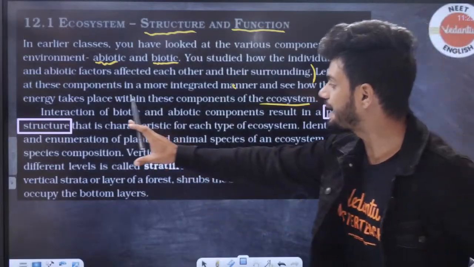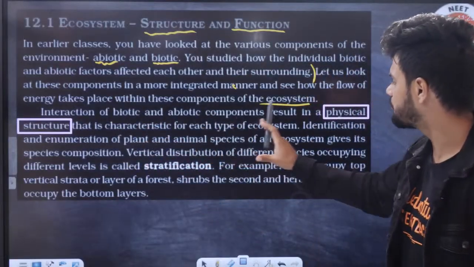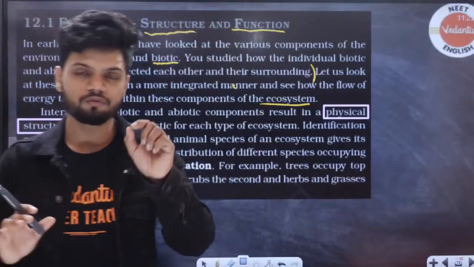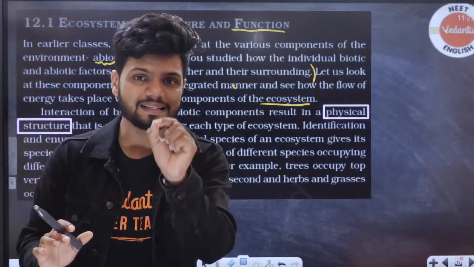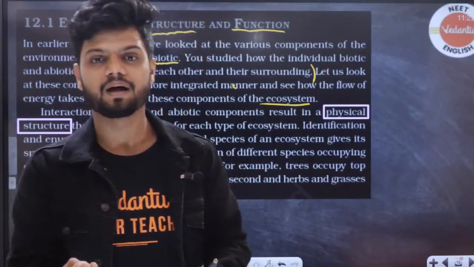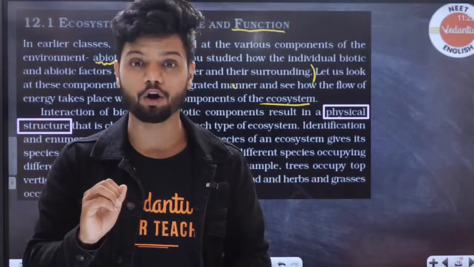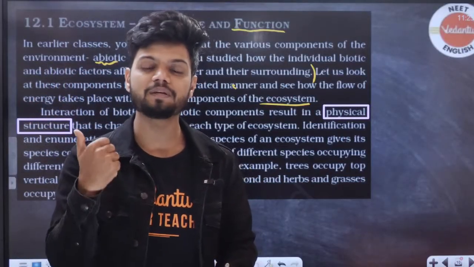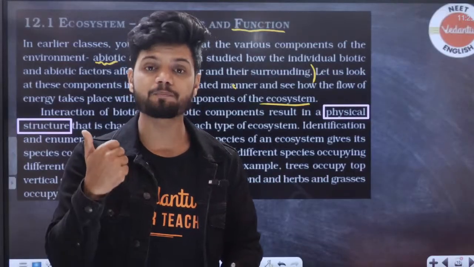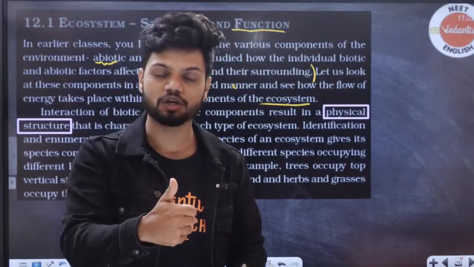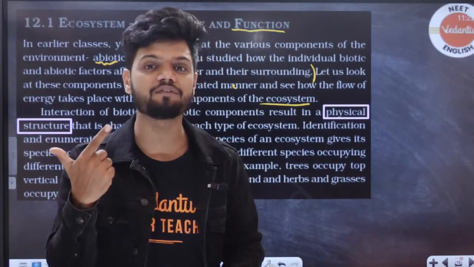Of a that characterizes the type of ecosystem. Now, students, now we will learn something called the physical structure of ecosystem. A physical structure of ecosystem has two main components. How many components? It has two main components. First one is called species diversity or species composition, and the second one is called stratification.